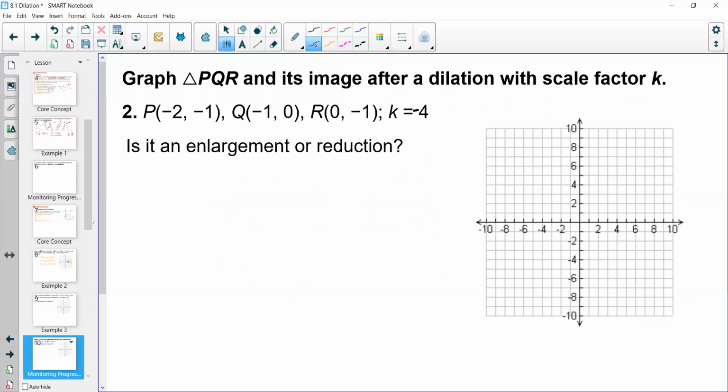So let's start by plotting our original triangle here. I've got negative 2, negative 1 is point P. We've got negative 1, 0 is point Q. And we've got 0, negative 1 is point R. So here is our original one.